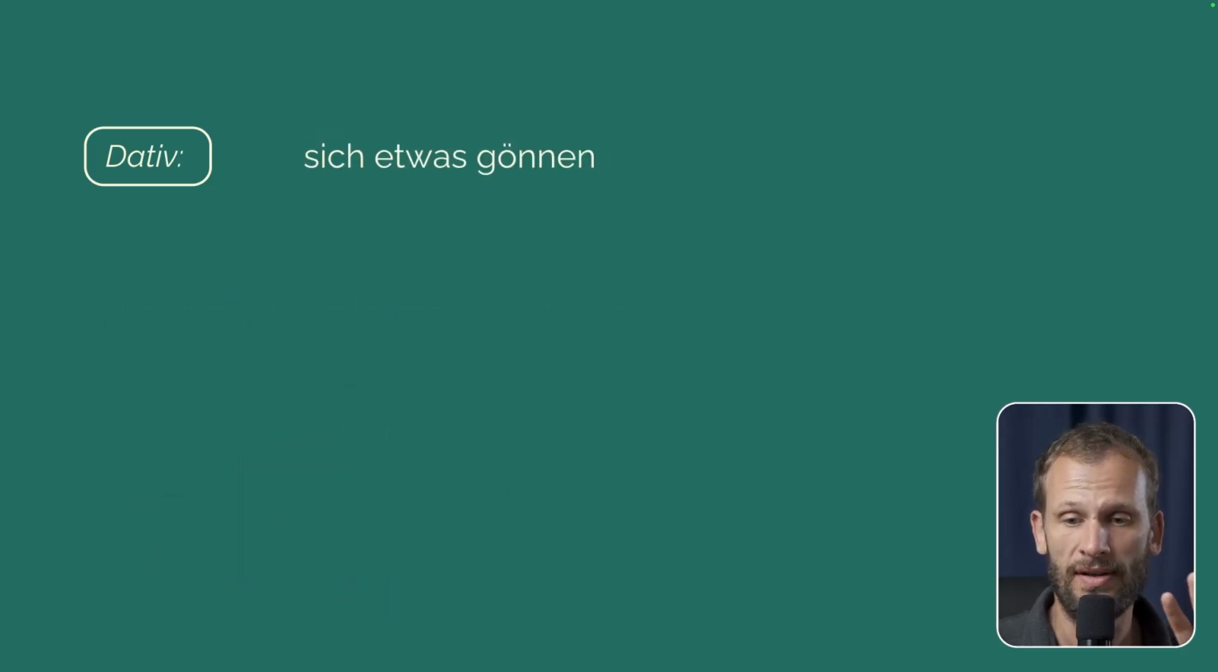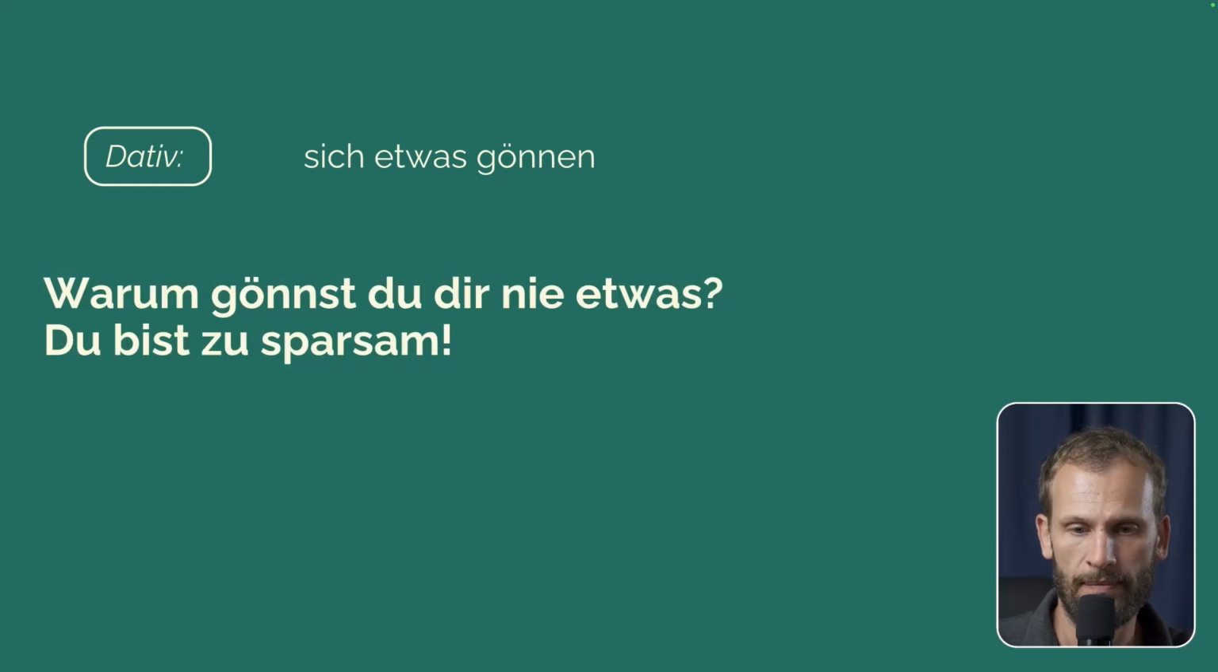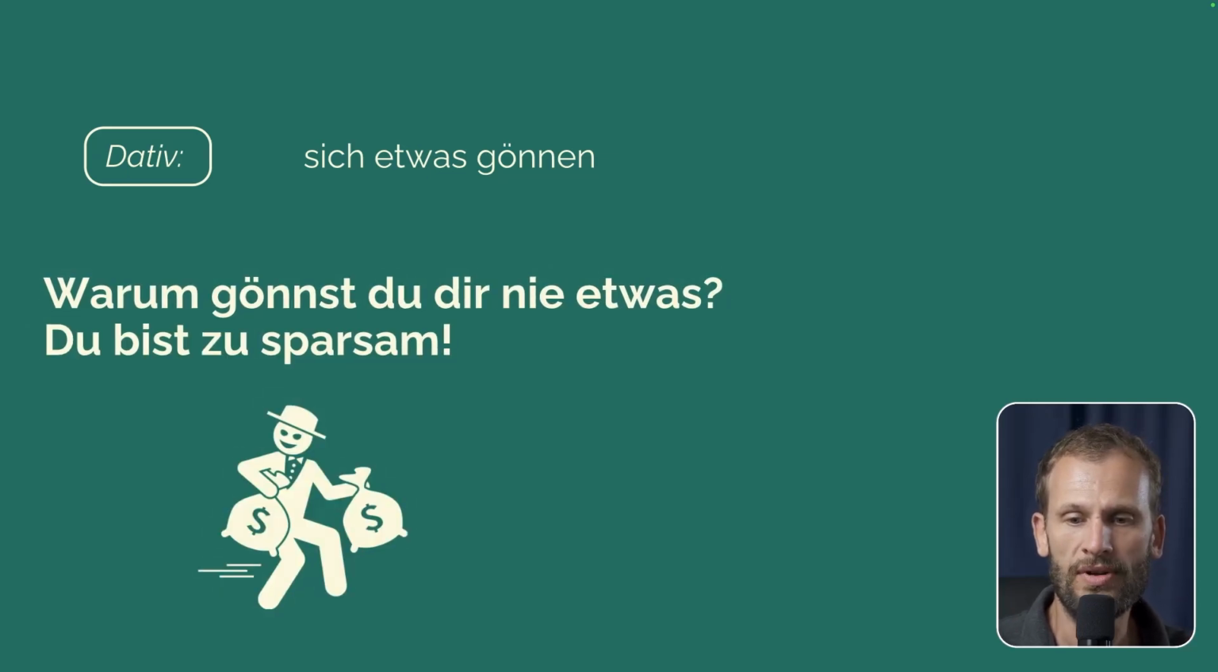Sich etwas gönnen. That's the verb that we've seen on the first slide, to treat yourself to something. Warum gönnst du dir nie etwas? Du bist zu sparsam. Why do you never buy something nice for yourself? Why do you never treat yourself? You're too economical, or you don't like spending money.